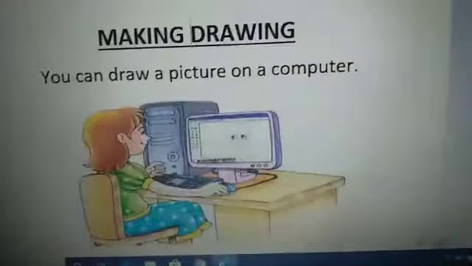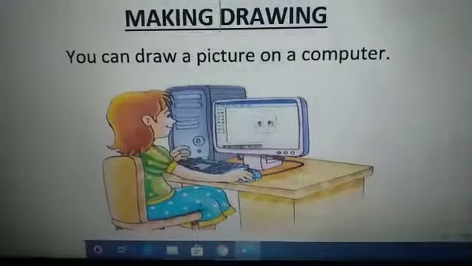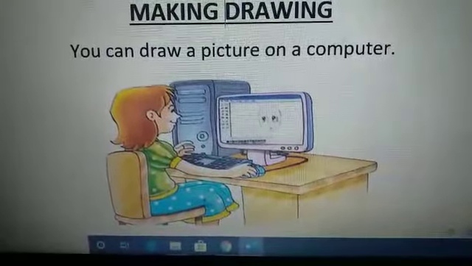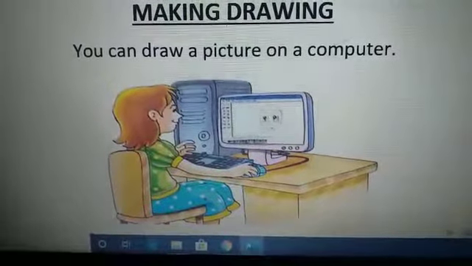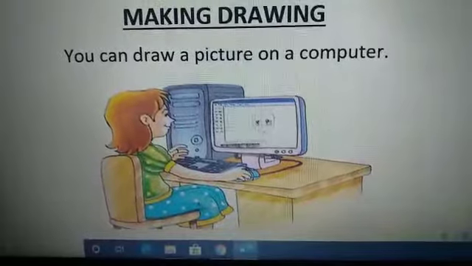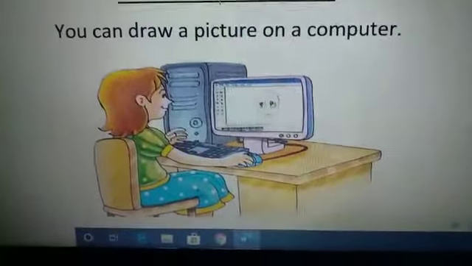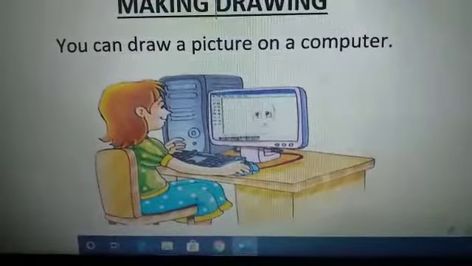Then making drawing. You can draw a picture on a computer. And please write making drawing 4 to 5 times. You can draw a picture on a computer.